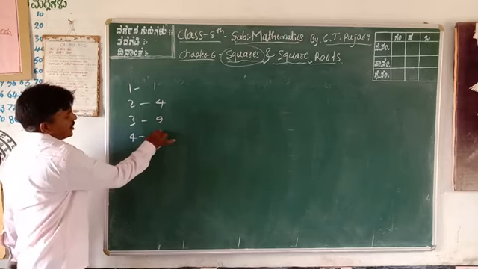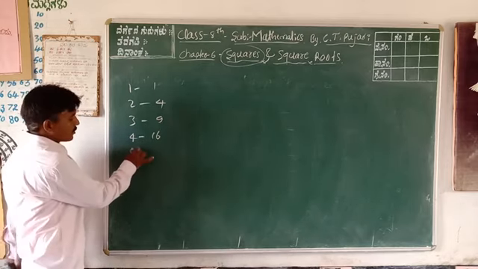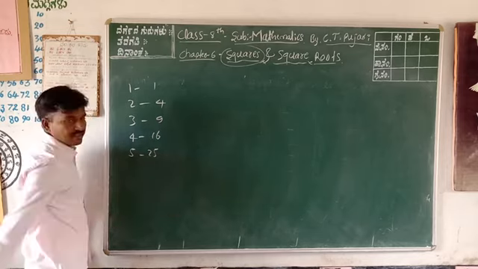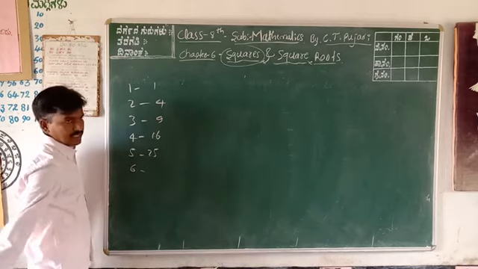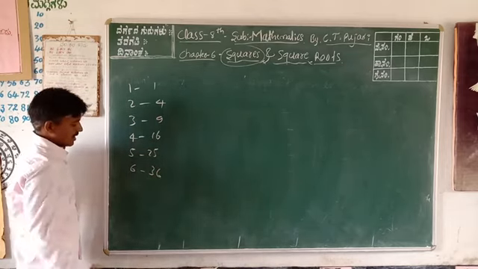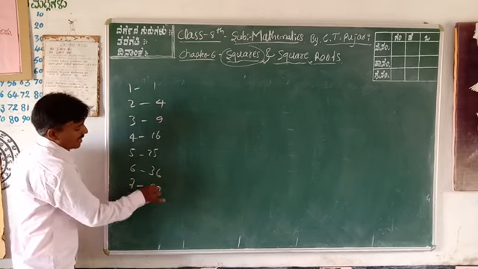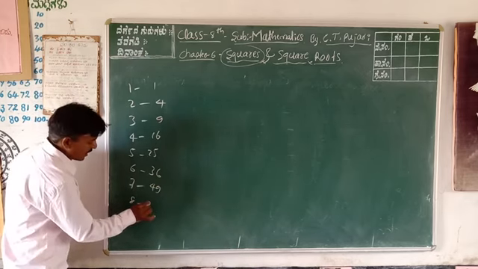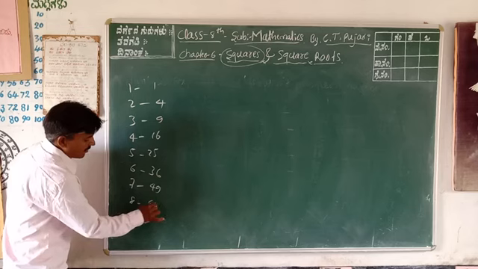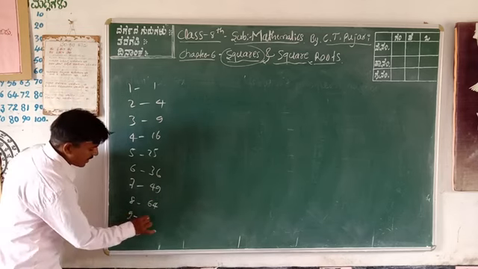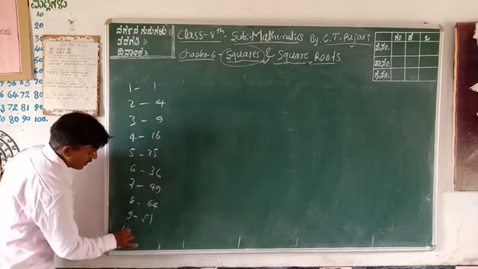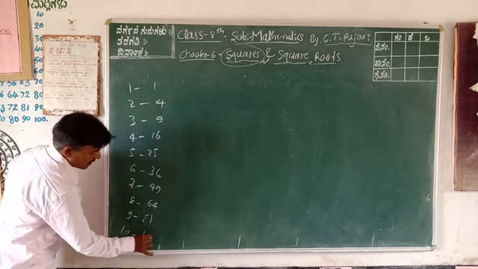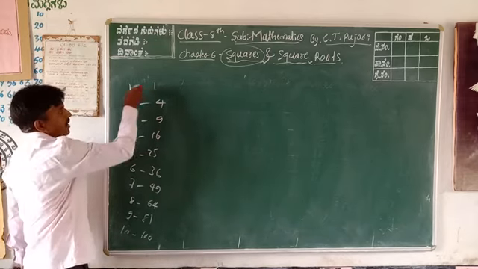4 square is 16. 5 square is 25. 6 square is 36. 7 square is 49. 8 square is 64. 9 square is 81. 10 square is equal to 100. These are the square numbers.